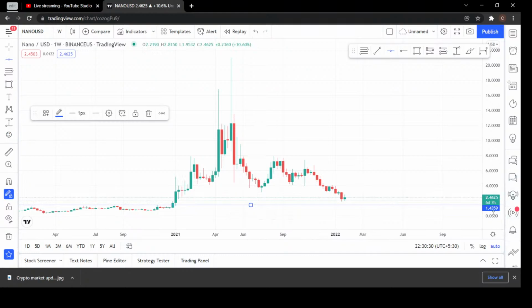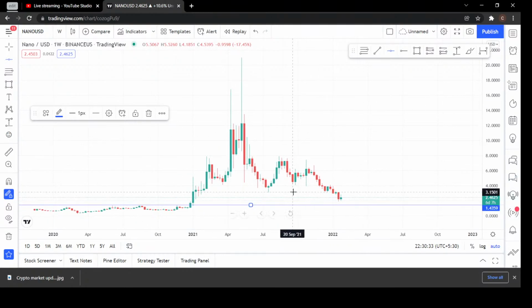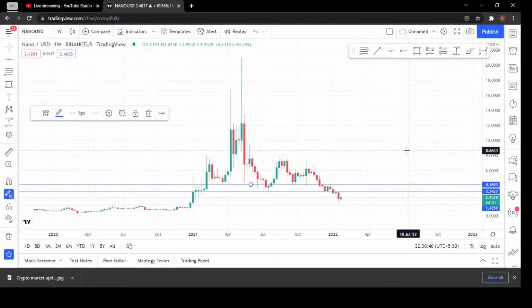Put some buy orders at this level, 1.4. You will get it. If you already have it and want to book profits, 3.24 will be your first zone, and this will be your second zone, 4. I don't see it moving above it.